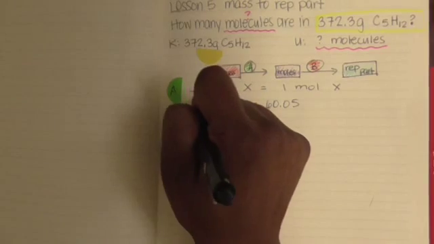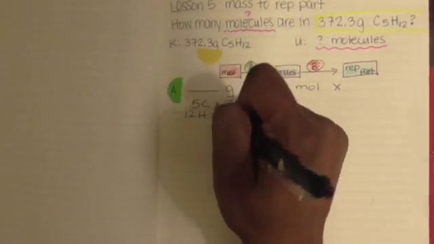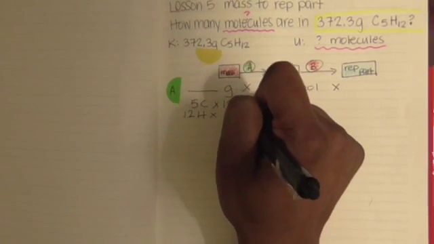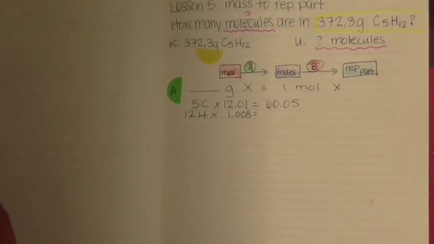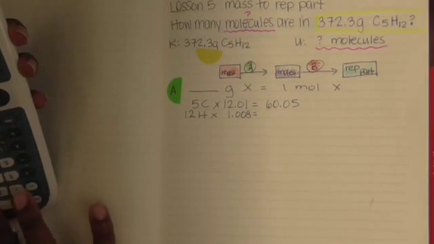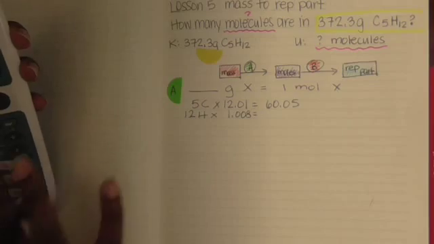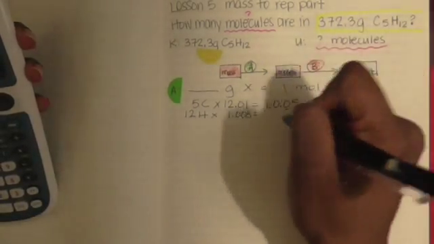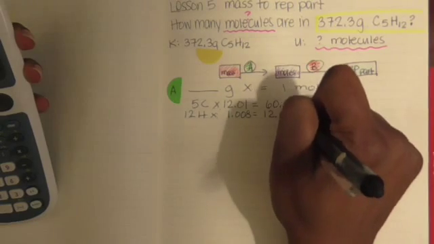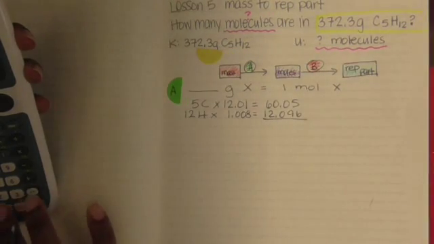So I have 12 H's times 1.008. Now, I'm not that good, so I'm going to use a calculator for that one. I'm going to add those two numbers together.